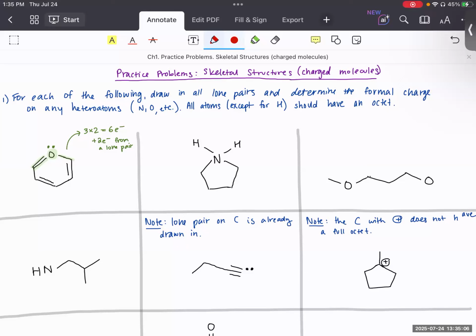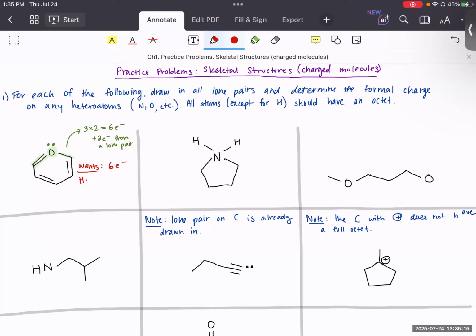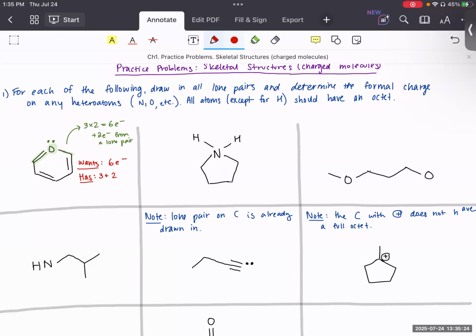So oxygen wants 6 electrons. That's how many valence electrons it wants. And then how many it has is 3 from the bonds. So 1 from each bond, plus those 2 lone pairs. And so it has a total of 5. And so it has a net charge of +1. And so the overall charge on that oxygen should be +1.